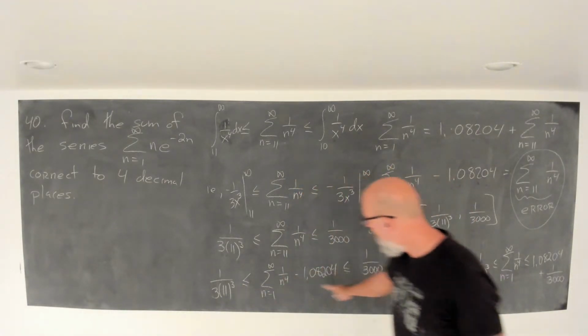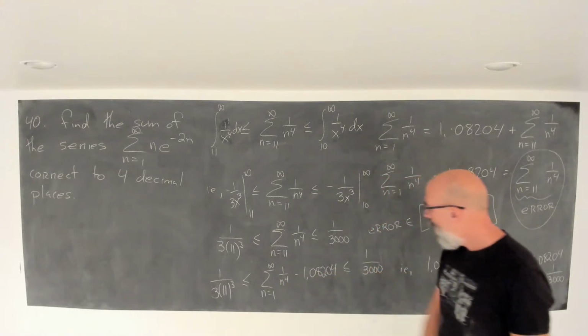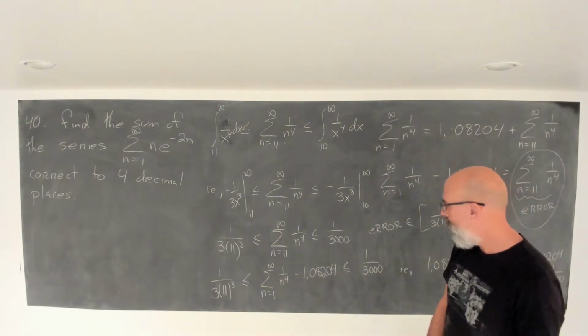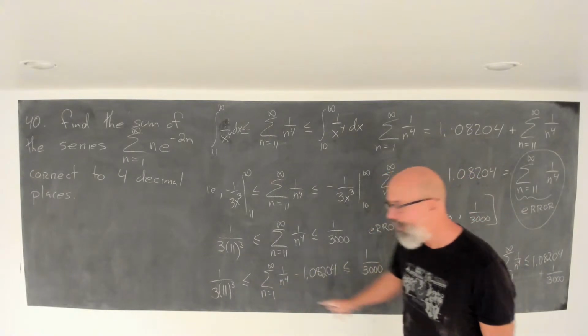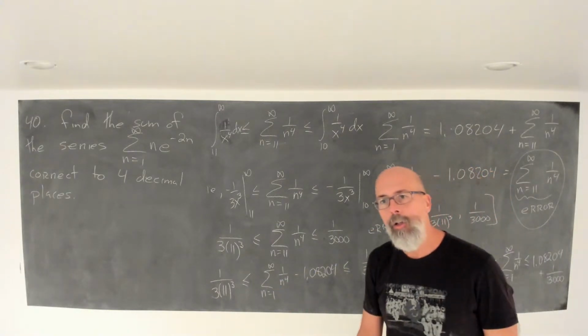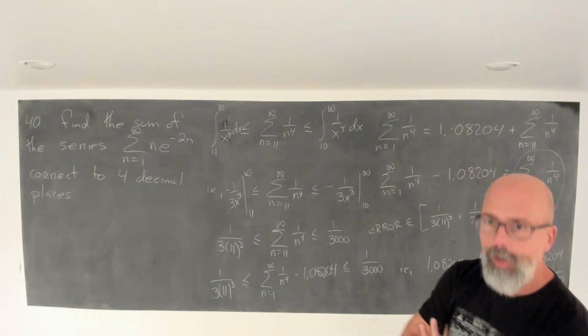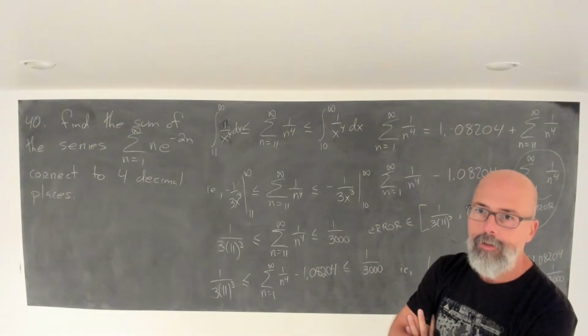Here I'm adding 1.08204 to all three sides. If I do the same to both sides of an inequality, the inequality remains.